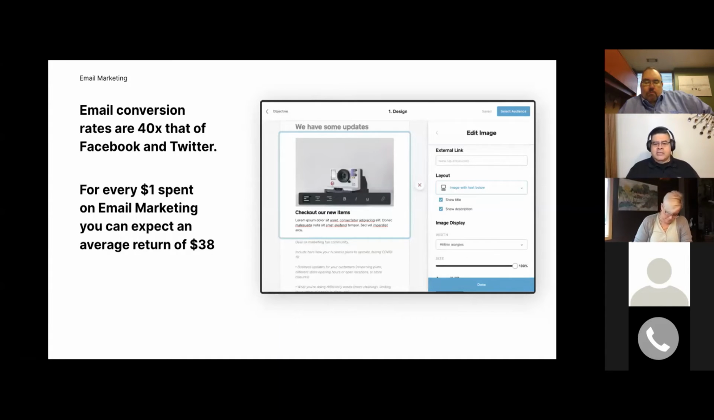And then it's by far the most offers the best return on investment for that. So for every dollar you're spending on email marketing, you can expect an average return of $38. And again, that's industry-wide. I mean, that's one of the highest ROIs you're going to see for something that's pretty simple to use.